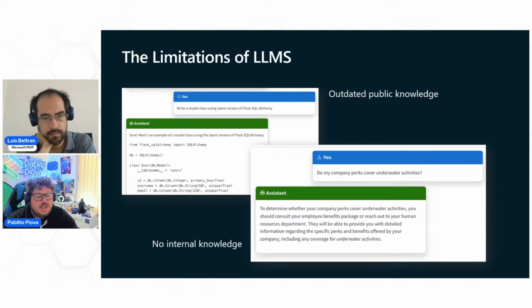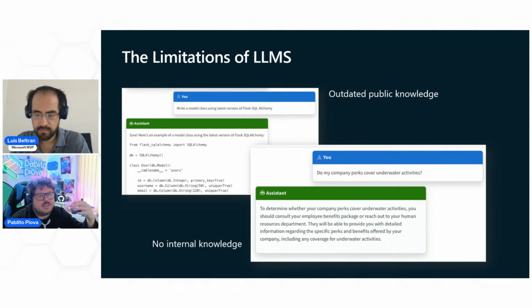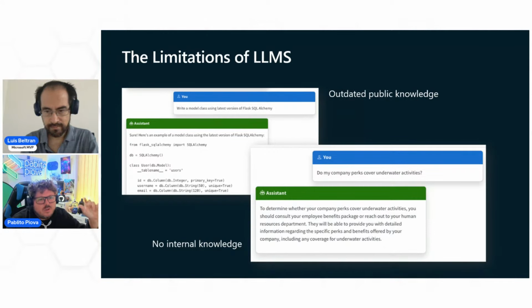Well, we have the limitations of LLM models. While large language models are incredibly powerful, they also have certain important limitations that we need to be aware of. Outdated public knowledge, for example, the LLMs are often trained on public data that may not be up to date. For example, if you ask the model to write a model class using the latest version of Flask SQLAlchemy, it may generate code based on an outdated version of the library. This can lead to errors if users attempt to use the generated code in a modern environment.